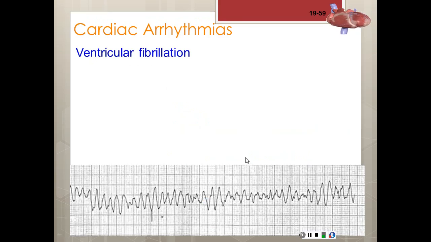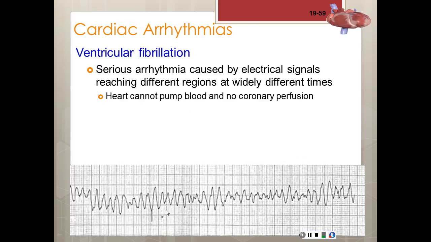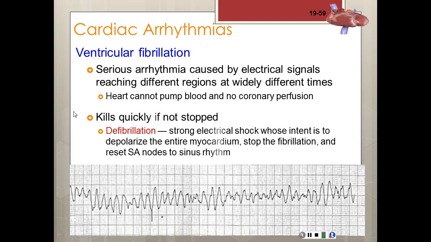Then our ventricular fibrillation. This is what it looks like on an EKG. It looks like chicken scratch. This is a serious arrhythmia caused by electrical signals reaching different regions at widely different times. The heart cannot pump blood, and there's no coronary perfusion. If not taken into consideration very quickly, with defibrillation, the person can die.